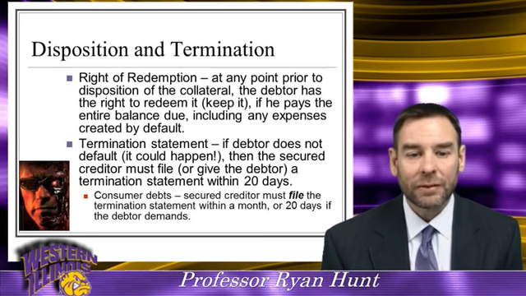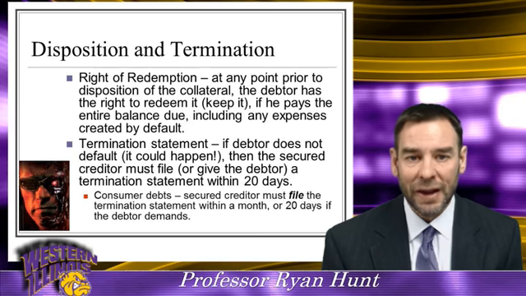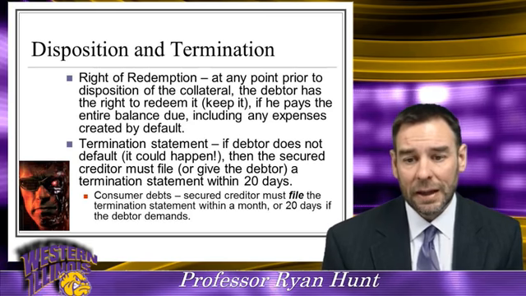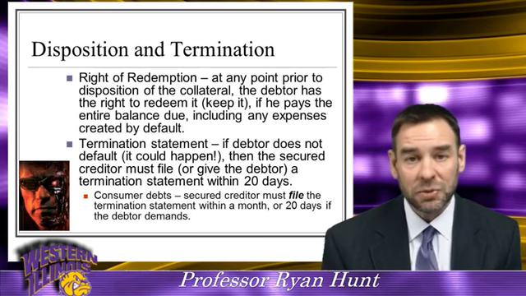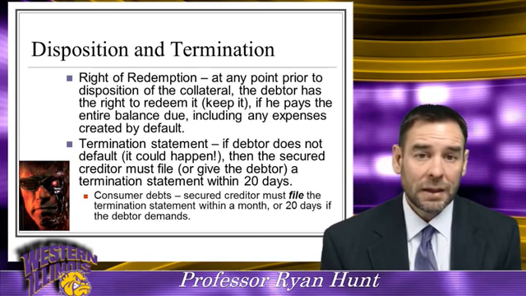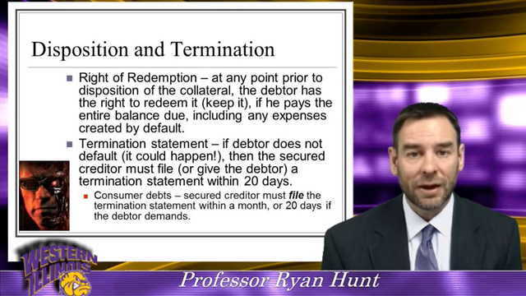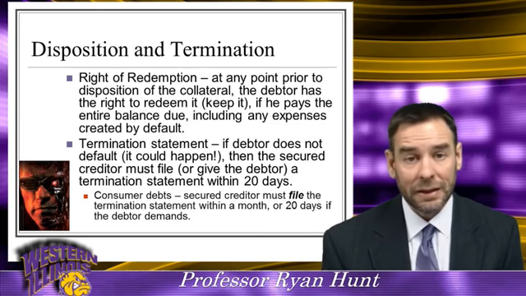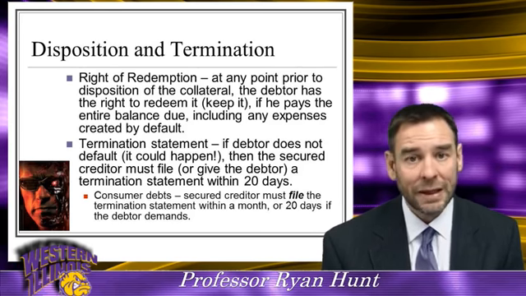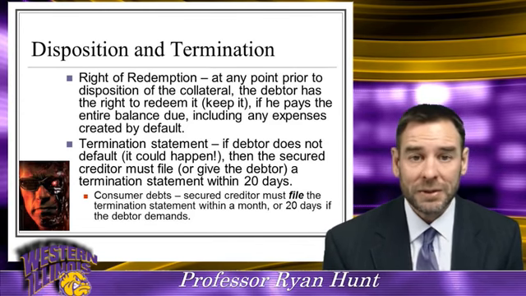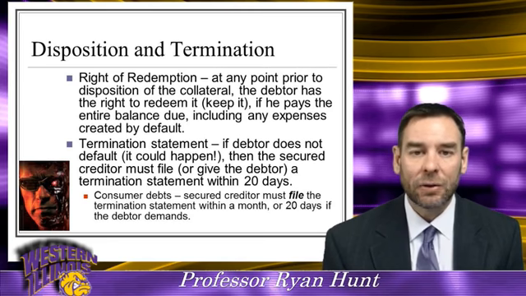But the right of redemption says that the debtor must pay all of the outstanding obligations, right? They pay the entire balance due, including any expenses created by the default. So if the debtor is somehow able to gather together enough money to satisfy all the obligations, including any expenses related to repossession, any accrued interest, and all the principal, everything that's owed right up to the time of the sale, they have the right to redeem it.